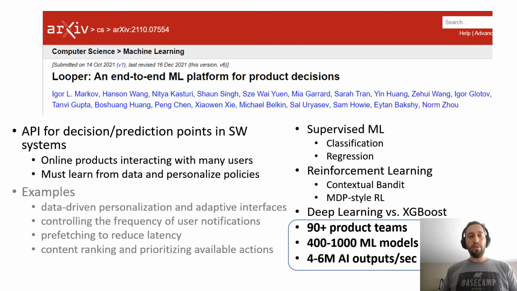Example applications include data-driven personalization and adaptive interfaces, prefetching to reduce latency, content ranking, and so on. The platform supports supervised and reinforcement learning, classification and regression, and also a variety of model types such as deep learning and XGBoost. It is used by over 90 product teams at Meta, deploys over 400 machine learning models at once, and makes 4 to 6 million decisions and predictions per second.